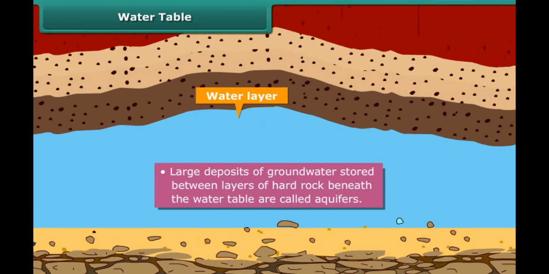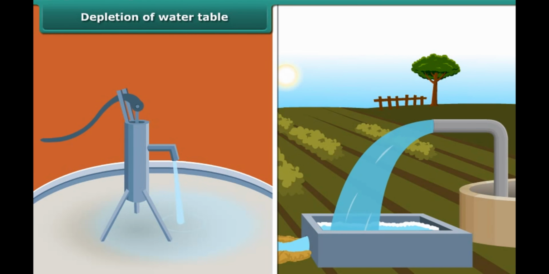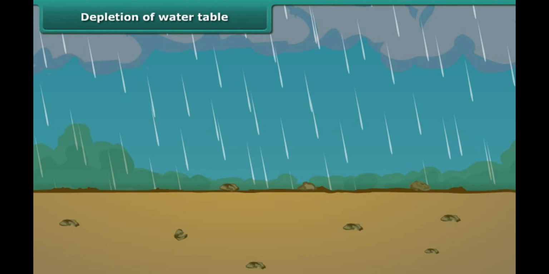Large deposits of groundwater stored between layers of hard rock beneath the water table are known as aquifers. Water in aquifers is usually pumped out by digging wells at locations where the water table is close to the surface of the ground. Water drawn from the groundwater gets replenished by seepage of rainwater.